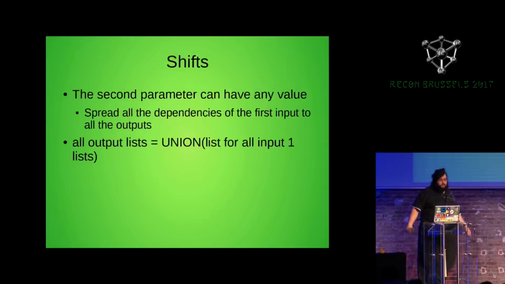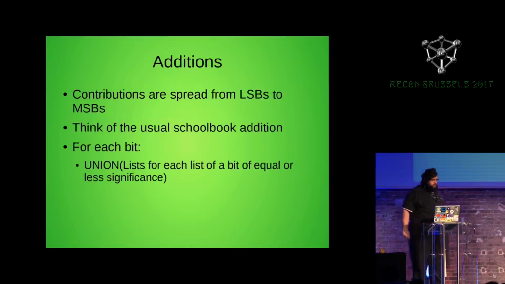Shifts are a lot more complicated if you don't have a constant shift parameter. So what we will do is just spread the dependencies of the first input to all the outputs, and that will be it, because we know that the first input will be in one of the possible positions spreading the bits. For additions, we can spread from LSBs to MSBs.